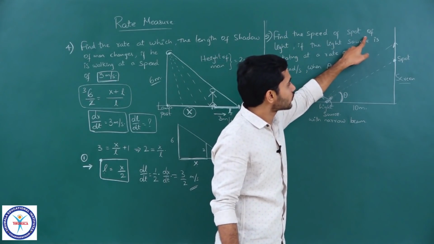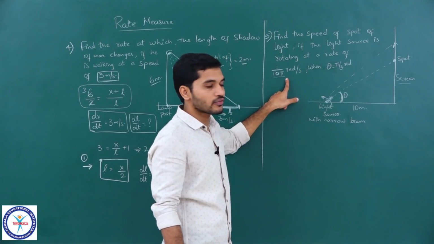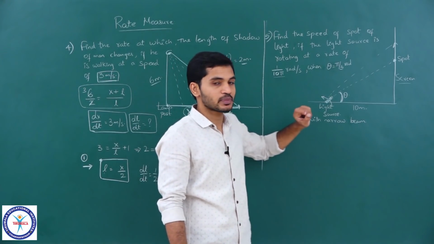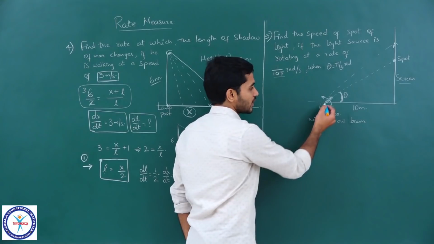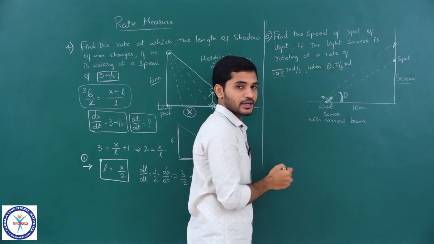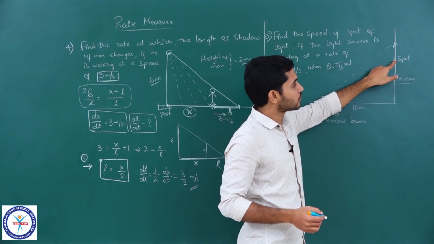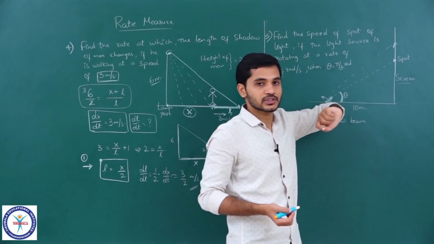Find the speed of spot of light if the light source is rotating at a rate of 1 by 10 pi radians per second, right. So, that is what we need to do now. They have given us this rate of change of theta. They are asking us the rate of change of, or the speed of, this spot.